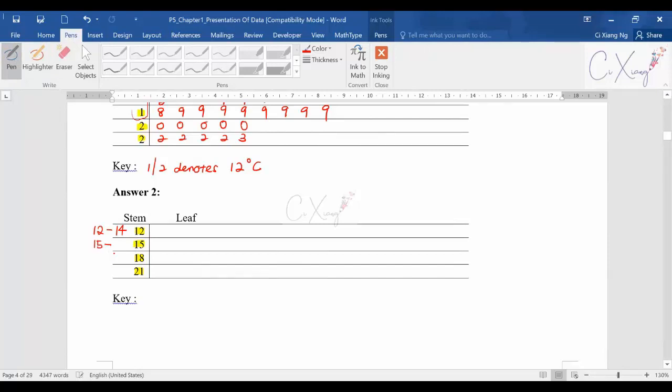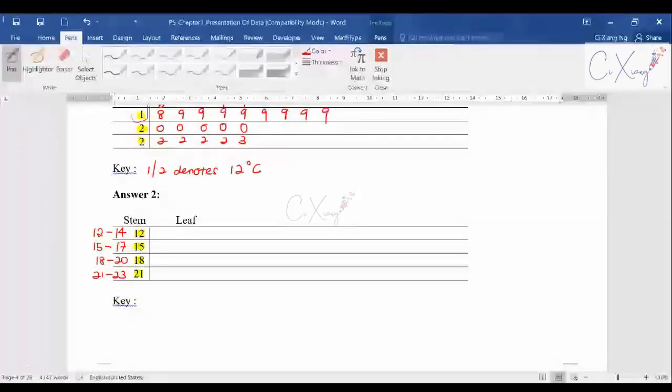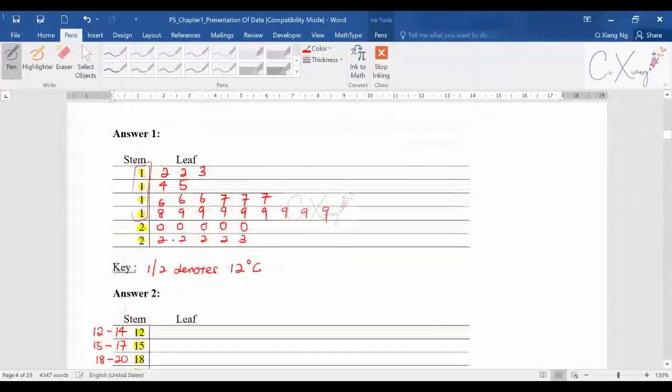The second class is 15, and referring to the previous one, 12, 13, 14, then 15, 16, 17, so that the next class starts from 18. So 18, 19, 20, and then 21, 22, 23. Okay, so now you roughly know the intervals already.